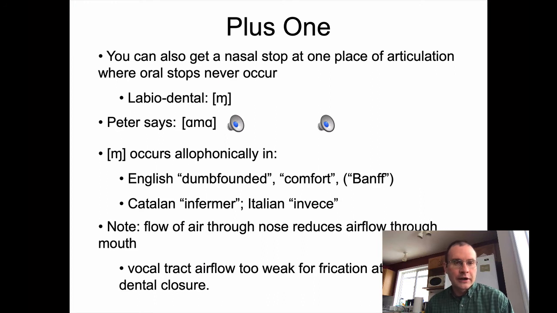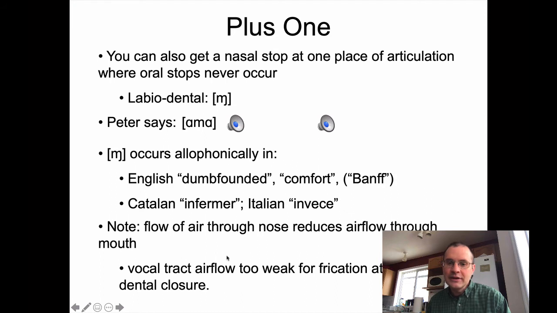So one thing I'll note here is that, like I said, we can't get an oral stop at this place of articulation, because if you try to make a stop between your lips and your teeth, you just can't get a good enough seal to make it not be a fricative. But you can do it with a nasal, because effectively shifting some of the airflow through your nose will prevent frication from happening, or too much frication from happening at your lips and your teeth, so you can't hear that turbulence that would make it a nasal fricative rather than a nasal stop.